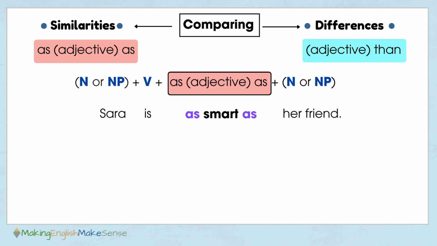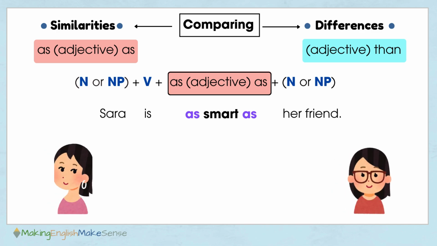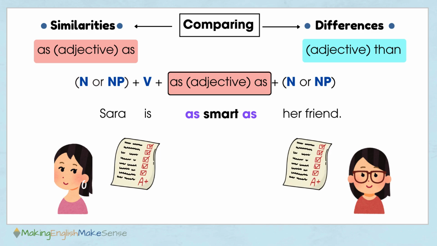For example, the equative sentence, Sarah is as smart as her friend, compares the intelligence level of 2 people, Sarah and her friend, and states that both of them have the same level of intelligence. Both Sarah and her friend are equally smart.